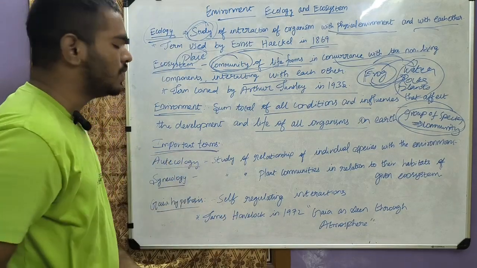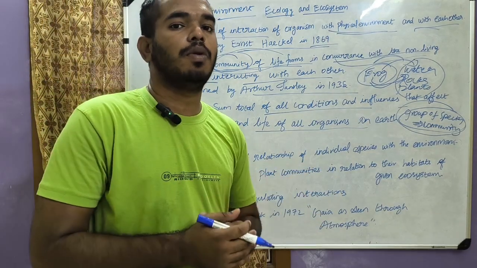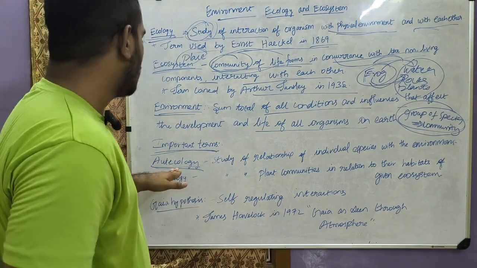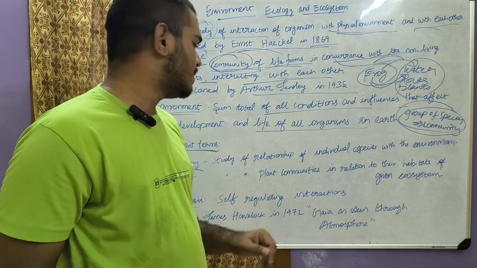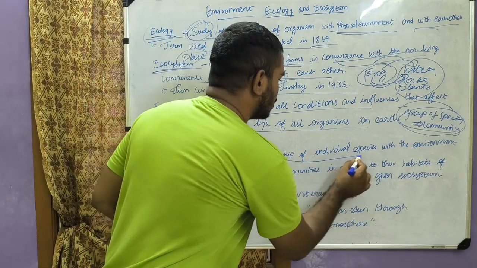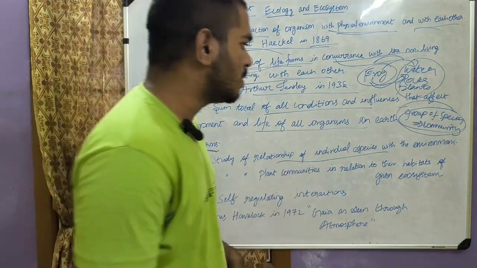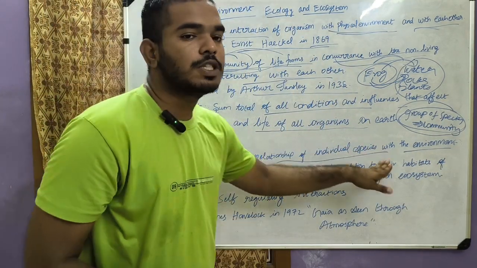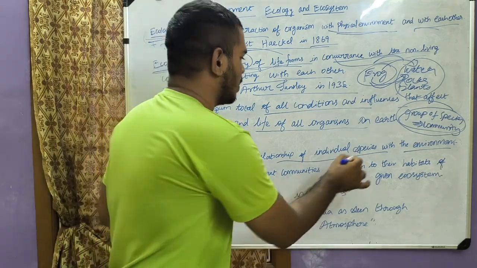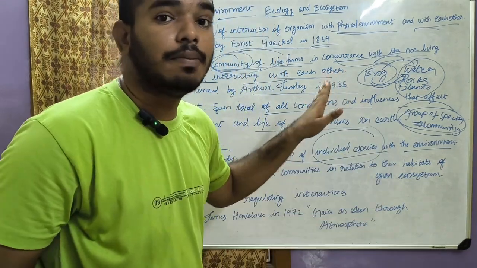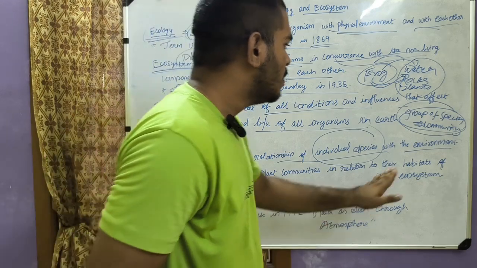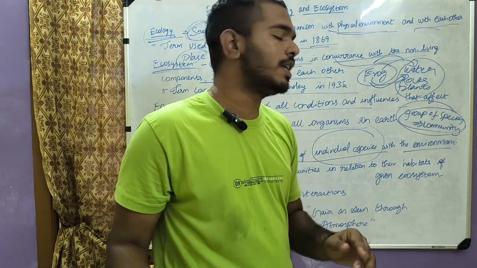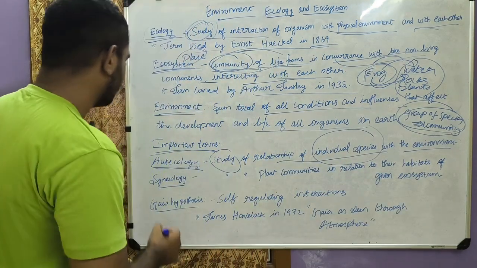So the basic important terms that we are going to see in this class start with autecology. Autecology is nothing but the study of the relationship of an individual species with the environment. So it is a study of one particular species only. Not a community, but an individual species with the environment. So the interaction of one particular individual species with the environment is known as autecology.